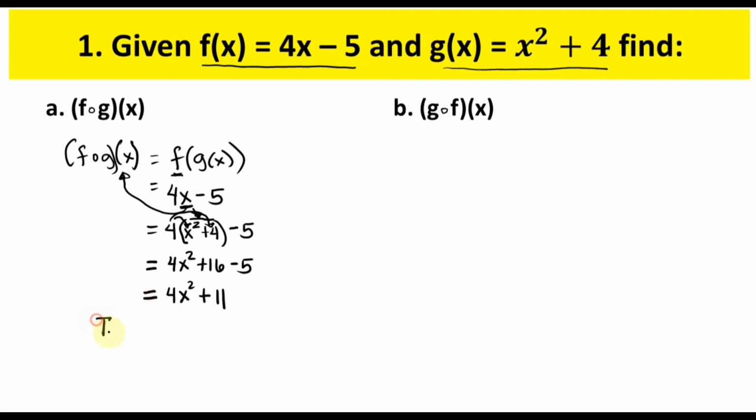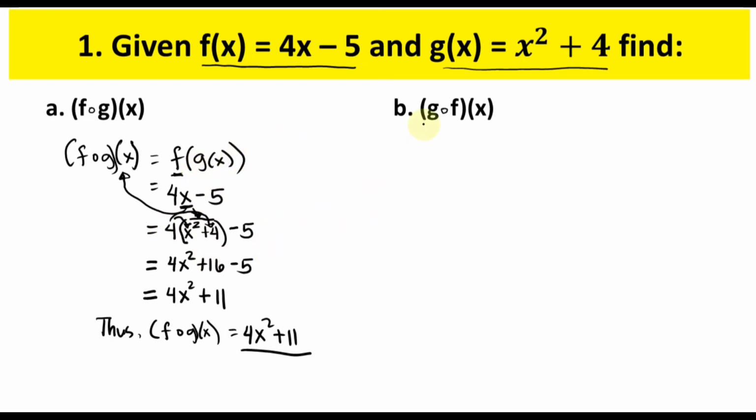So thus, the composition of f with g of x equals 4x squared plus 11. So i-replace lang natin yung value ng x sa value ng g of x.